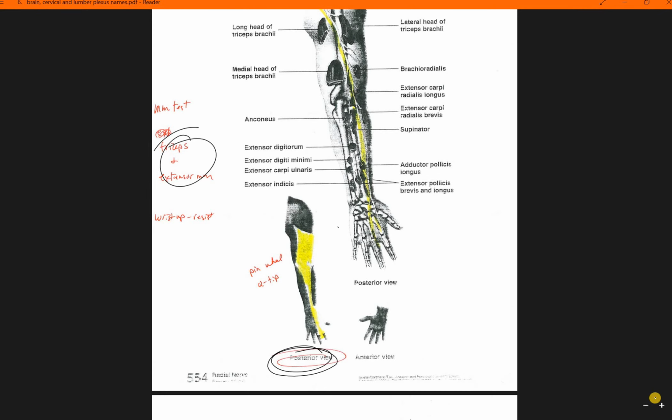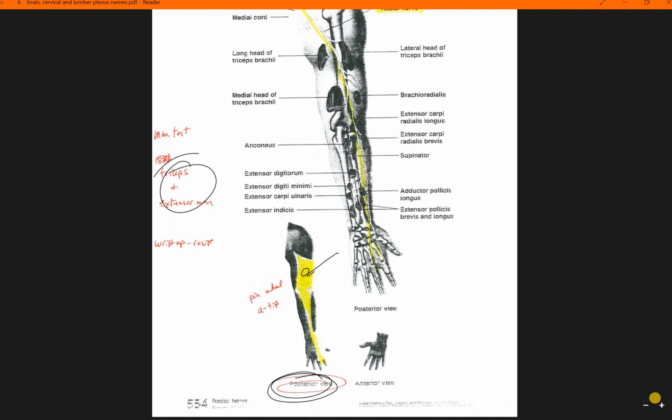The sensory is this area in yellow that you see. So you take your pinwheel. Does this feel the same as this on both sides over that area on the posterior arm? And then take your Q-tip. Does this feel the same as this?